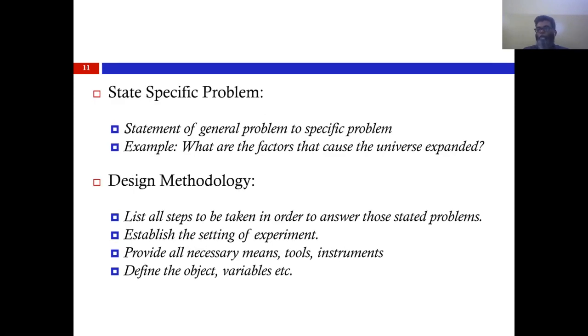Then specific problem, that indicates a statement derived from the general problem. Whatever the general, common problem you are having, that common problem you are deriving into some specific problem. For example, what are the factors that cause the universe to expand? So in the first category, it indicates universal expansion, which is common in nature. So here they are mentioning factors. So they are pointing to certain points or certain steps.